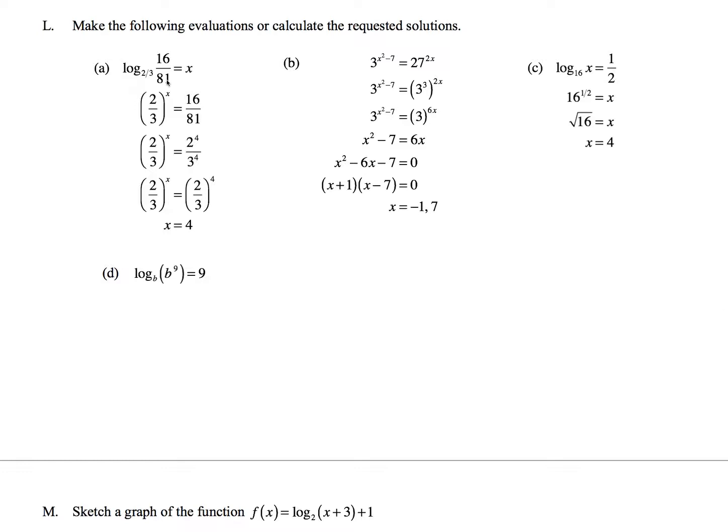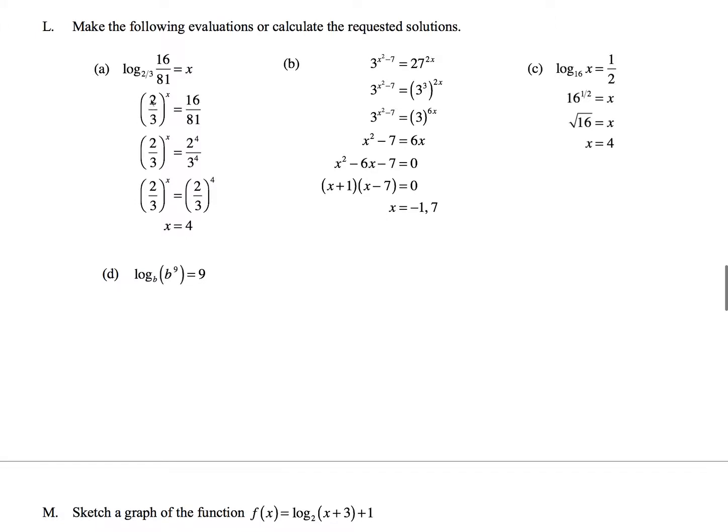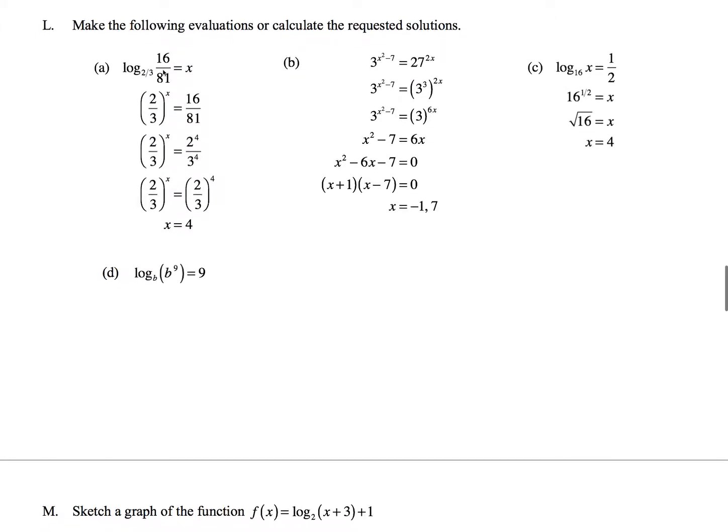And remember, that means that I bring the x, or whatever's on this side, over here as the exponent for whatever this base is. The base is 2/3, so that's 2/3 to the x. And then I take the argument and bring it over to the right side. So 2/3 to the x is equal to 16 over 81.